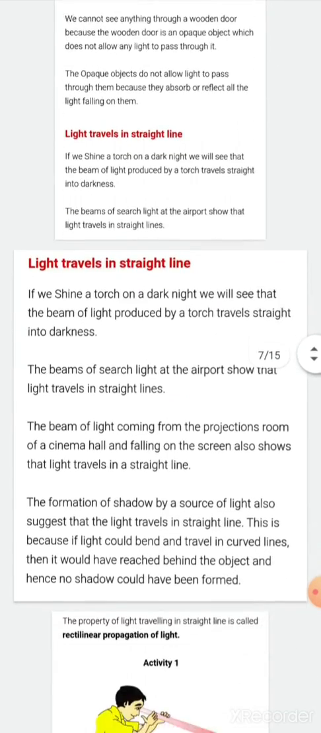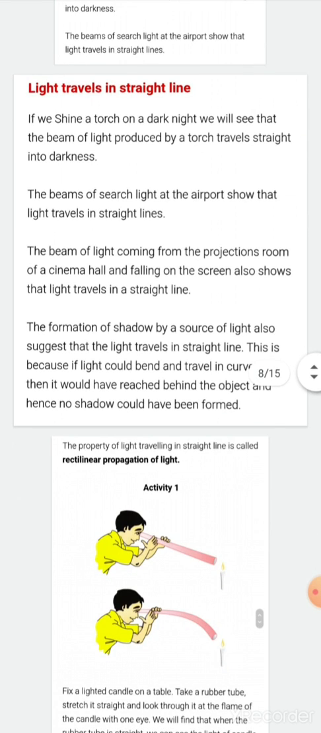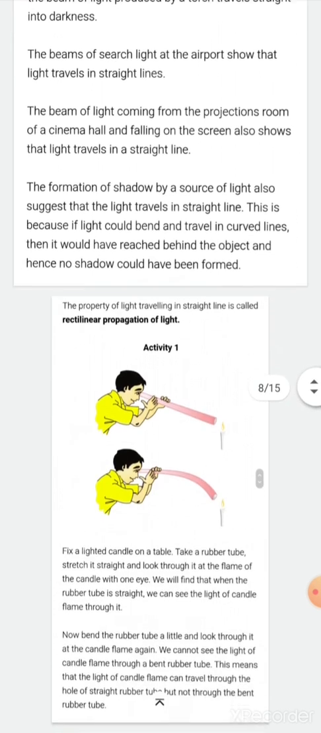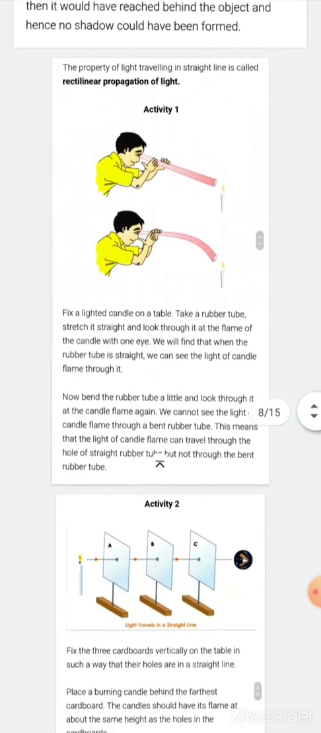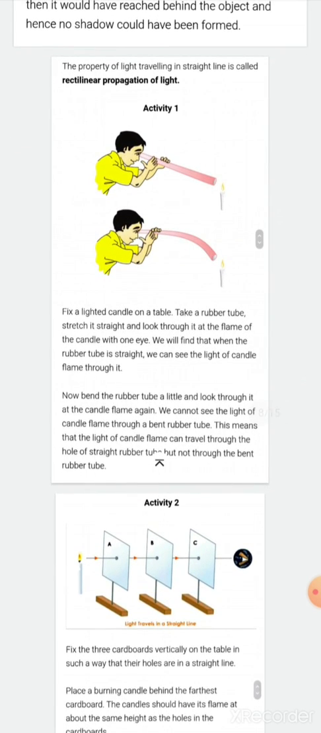Like if we shine a torch on a dark night, we will see the beam of light always produced and travels in a straight line into darkness. Okay, now let us do some activity which is based on the rectilinear propagation of light. Firstly, you have to fix a lighted candle on a table.